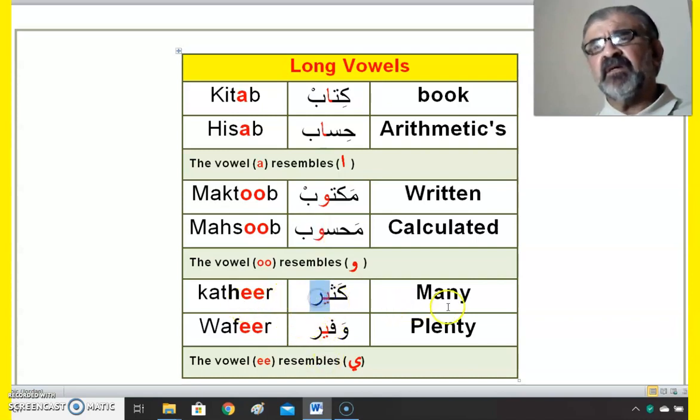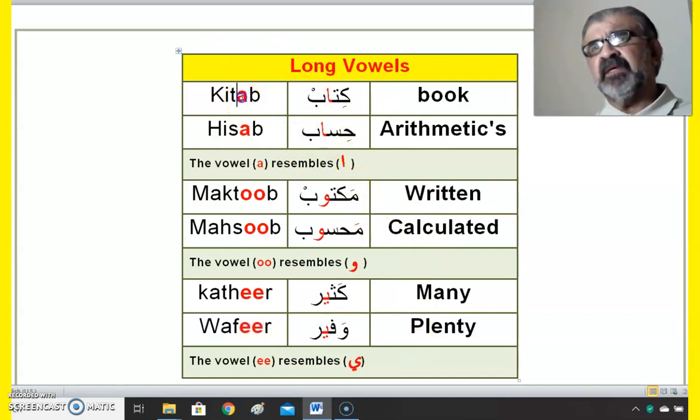Now, kathir, many. Kathir. Okay? Wafir, plenty. Wafir, as you can see. So now all these are long vowels.